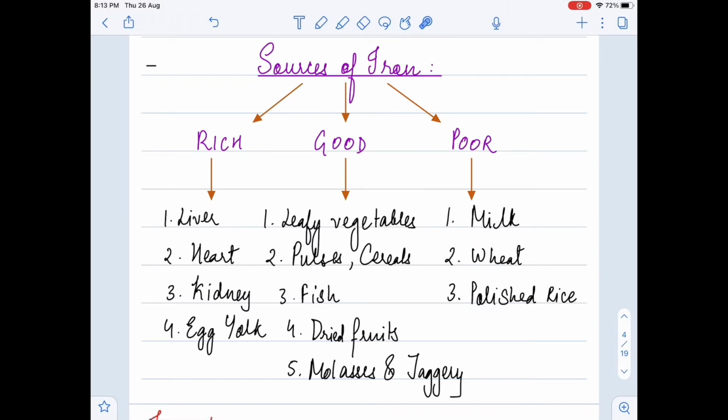An interesting fact about milk is, due to the presence of calcium in the milk, it can also inhibit the absorption of iron in the mucosa of the gut.